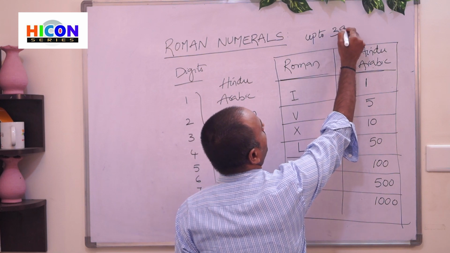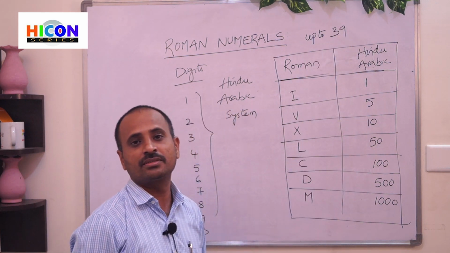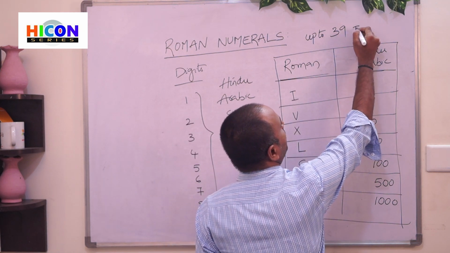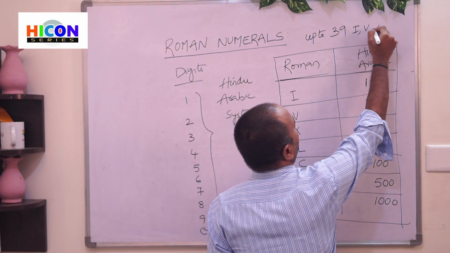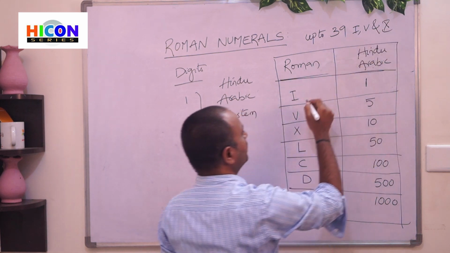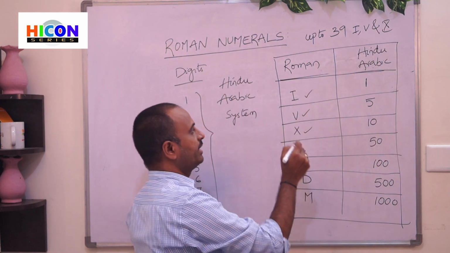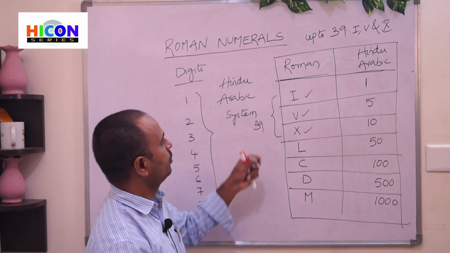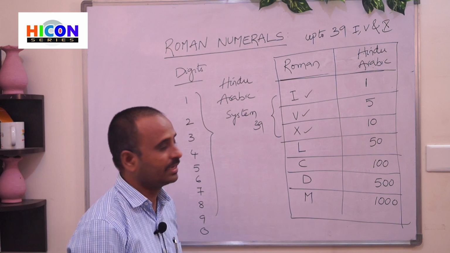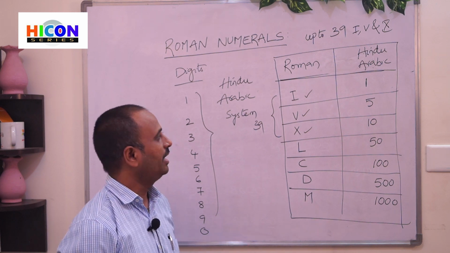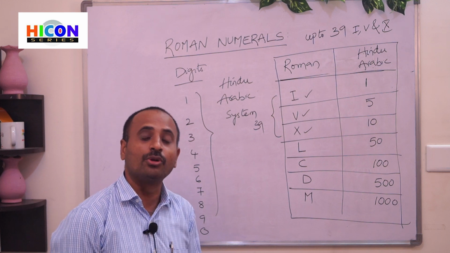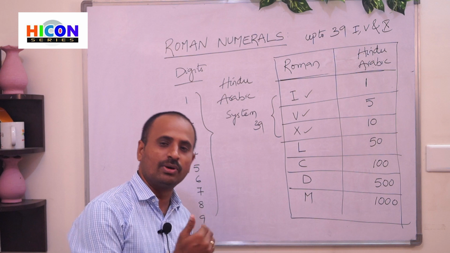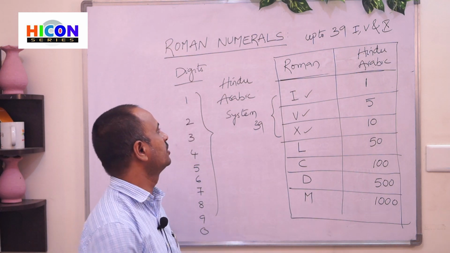So they have written up to 39 numbers just by using the first 3 symbols, that is I, V and X. So by using 3 symbols, they have written up to 39. So this is about Roman numerals. Let us practice some more problems and understand what the rules are in Roman numerals while expressing them in the Hindu-Arabic system.